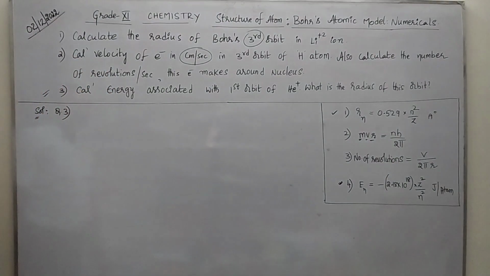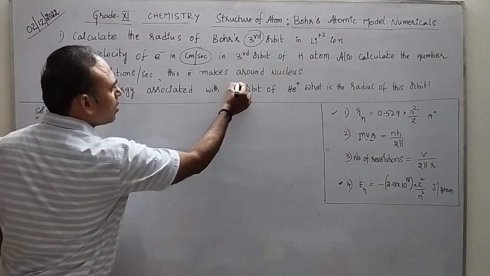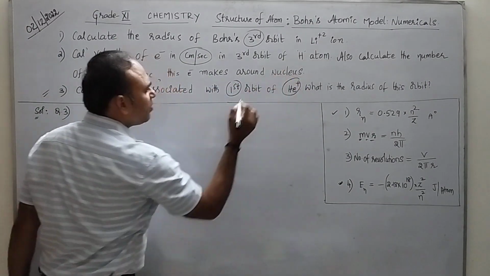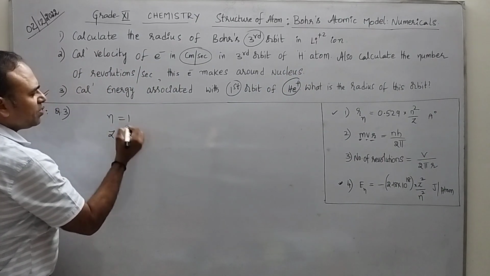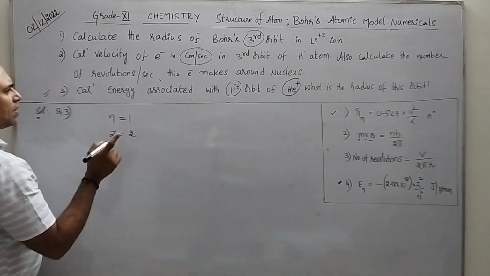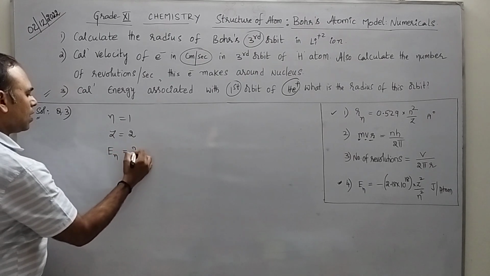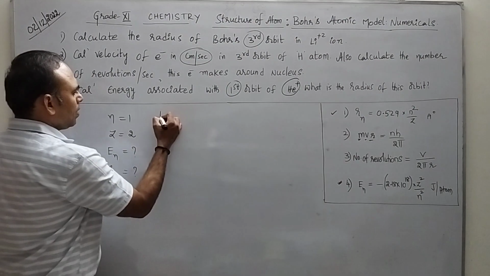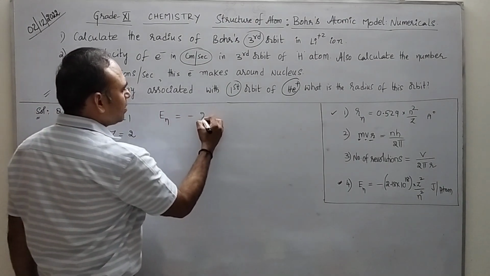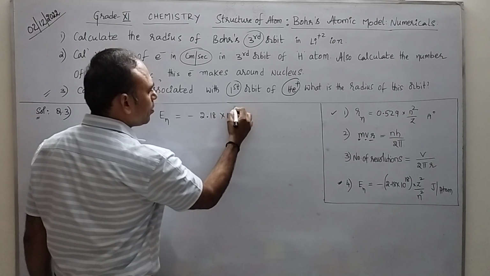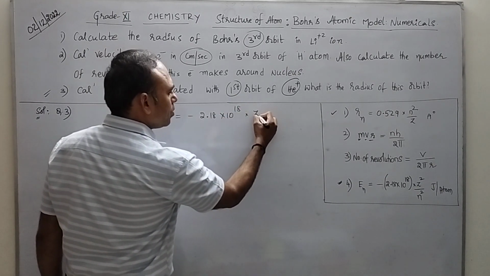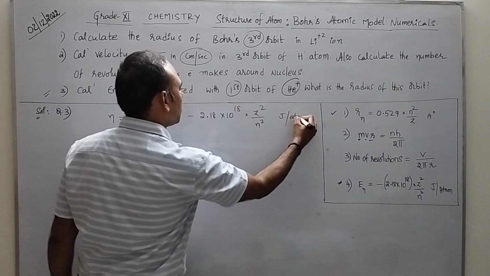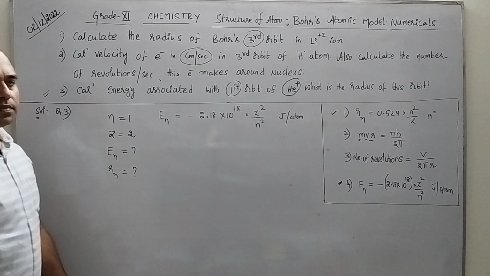Now in question number 3 you have to find the energy associated with the first orbit. That means n is equal to 1. So helium is given. The atomic number of helium is 2. And they are asking for the radius as well as the energy. Now let us see the formula. The energy is given as minus 2.18 into 10 to the power of minus 18 into Z square by n square joule per atom, or ion also. Here we are taking ion.